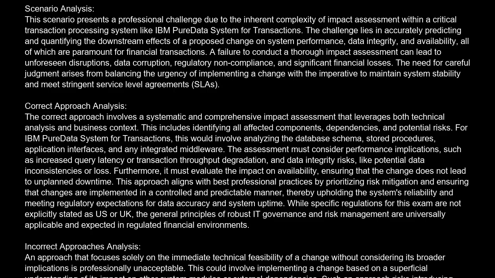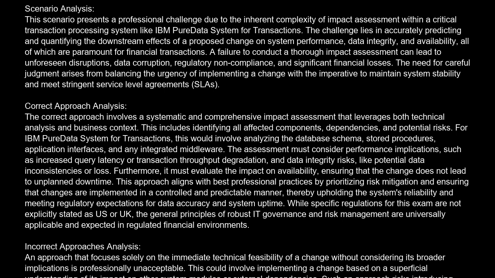The challenge lies in accurately predicting and quantifying the downstream effects of a proposed change on system performance, data integrity, and availability, all of which are paramount for financial transactions. A failure to conduct a thorough impact assessment can lead to unforeseen disruptions, data corruption, regulatory noncompliance, and significant financial losses. The need for careful judgment arises from balancing the urgency of implementing a change with the imperative to maintain system stability and meet stringent service level agreements, SLAs.